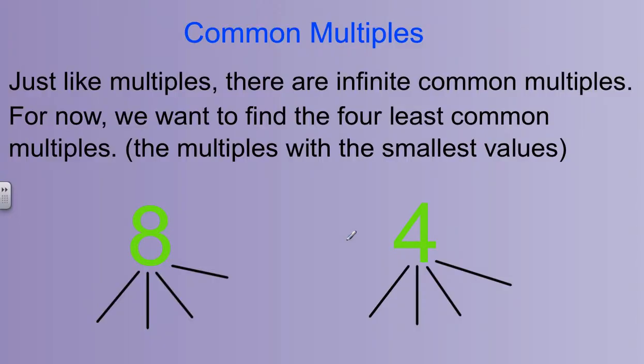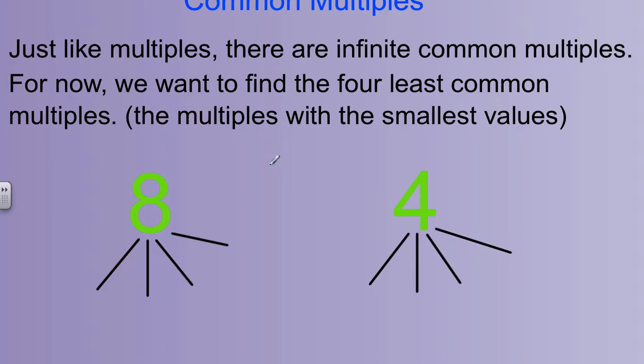So now we have common multiples. Just like normal multiples, there are infinite common multiples. For now, we want to find the 4 least common multiples, which are the multiples with the smallest value. So let's find it for 8. We have 8, 16, 24, and 32.